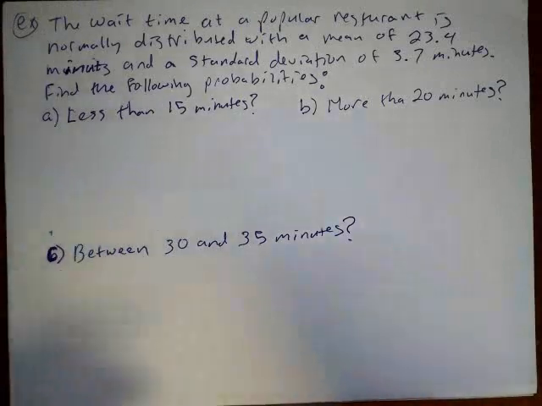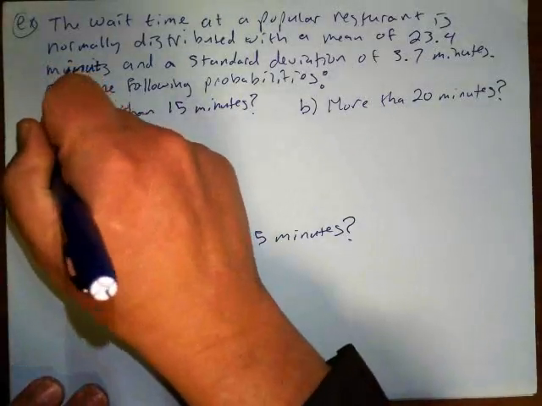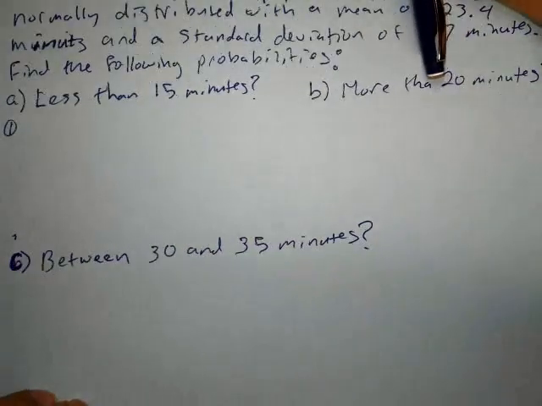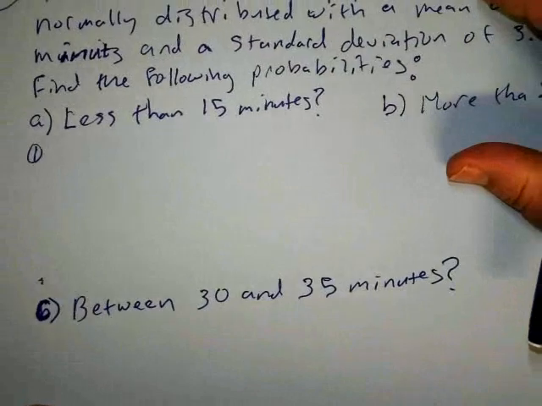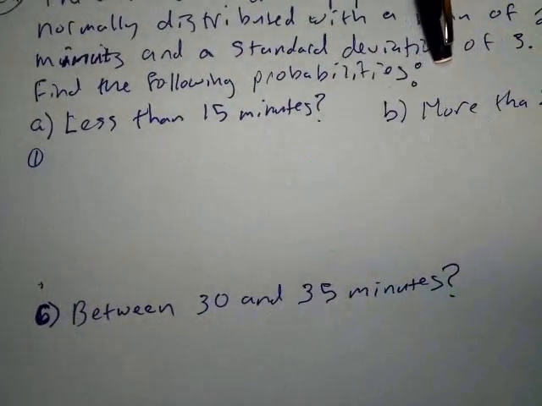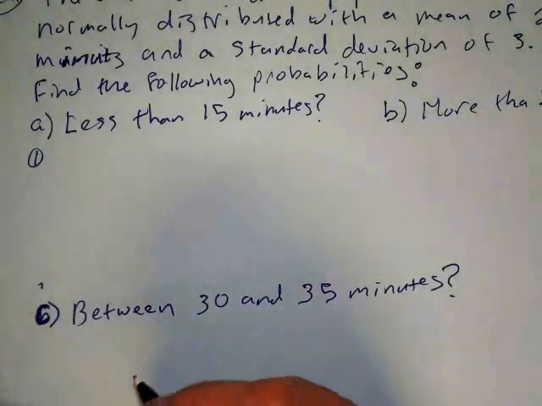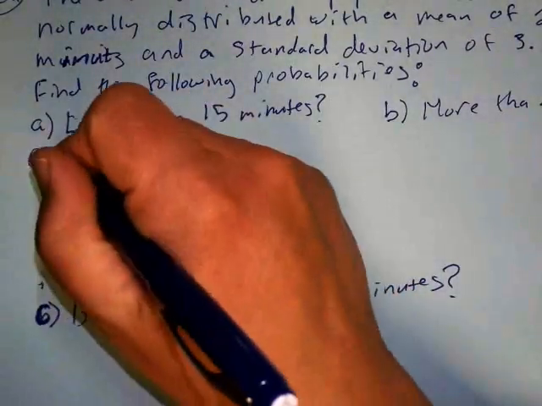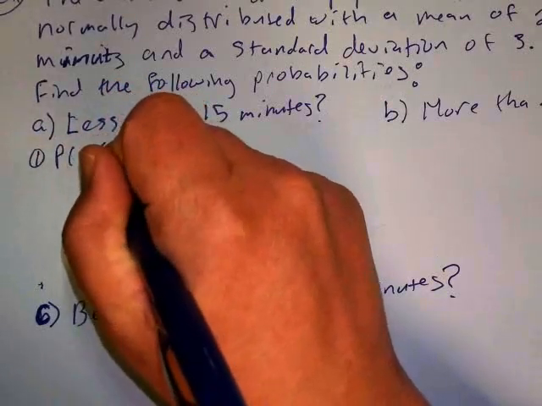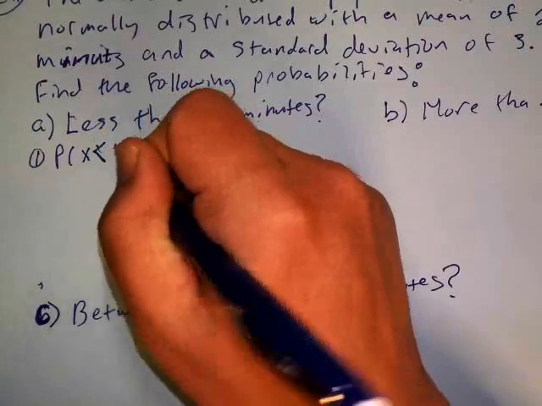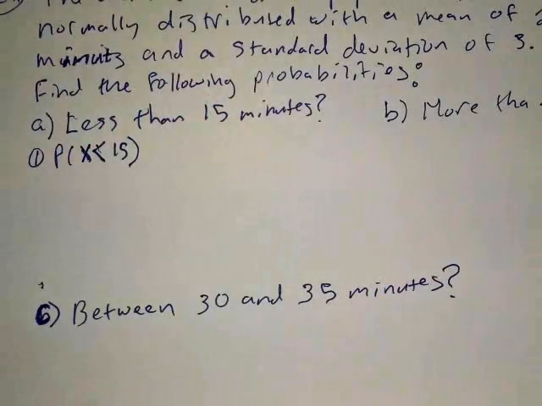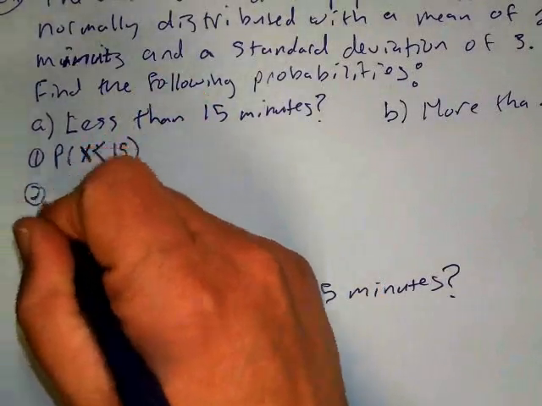Okay, so the first step is we write out the X-score probability, and maybe I'll zoom in here. Okay, and then if I can autofocus here. Okay, so we're going to write out the X-score probability. So I want the probability that X is less than 15 minutes. So that's like my X-score probability. Okay, so the second step is I'm going to draw a diagram.